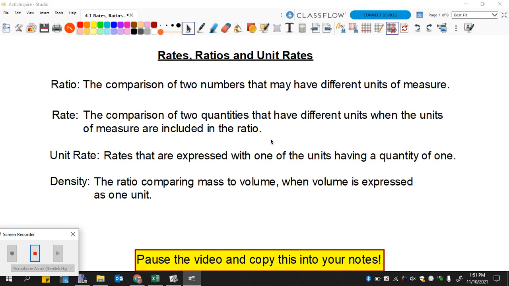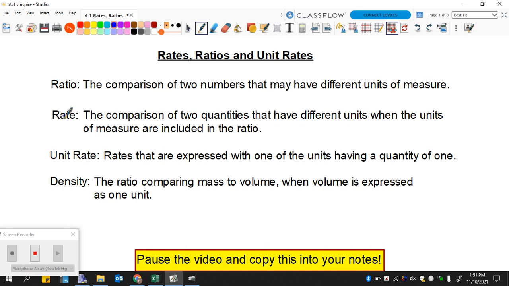In this lesson, we're going to talk about rates, ratios, and unit rates. To start off with, a ratio is simply the comparison of any two numbers that might have different units of measure. And in a ratio, the units of measure are not included. It's just simply the comparison of one number over top of another number.